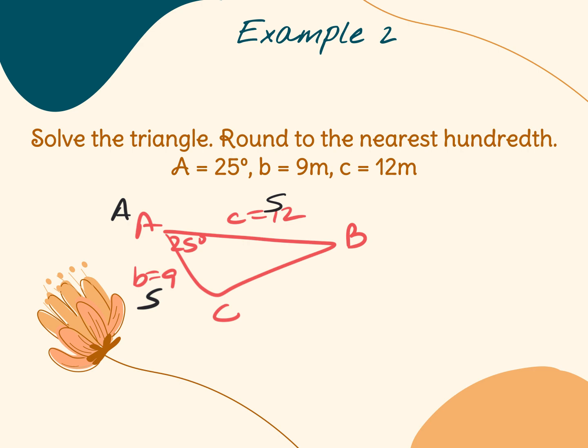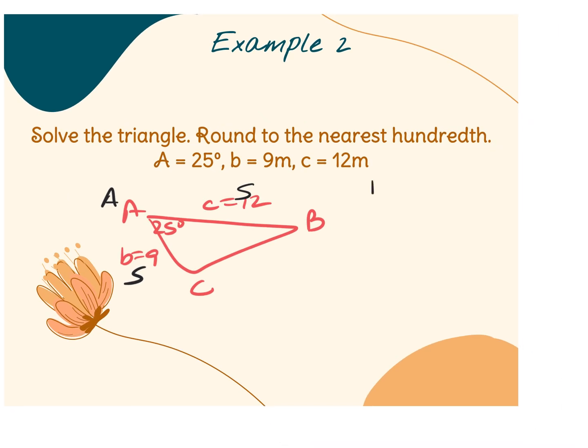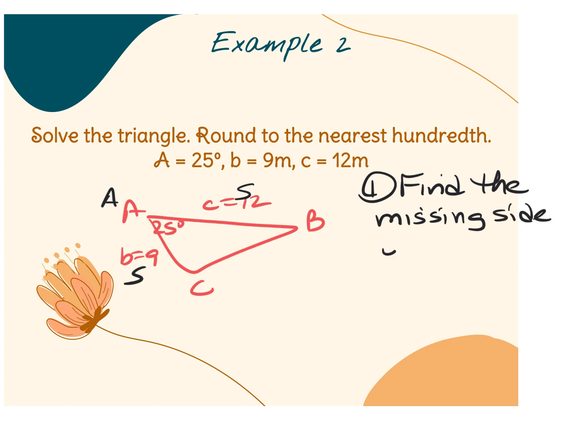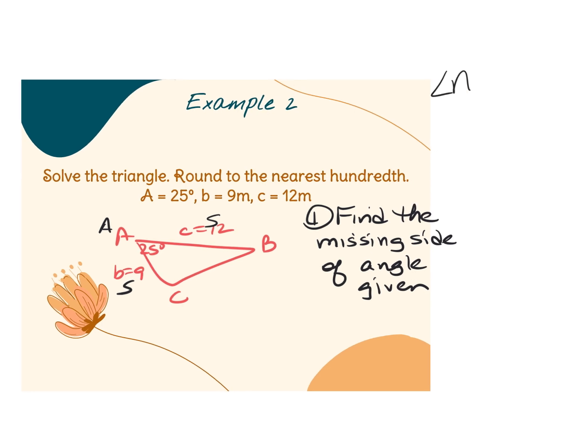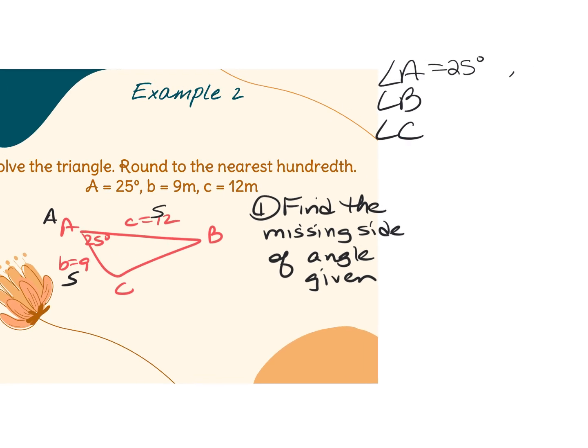For this one, my first step, step number 1, is to find the missing side of the angle that's given. They gave me angle A, so I'm going to be finding side A. If it helps you, set up what you're looking for: I had angle A, and then I had B and C.